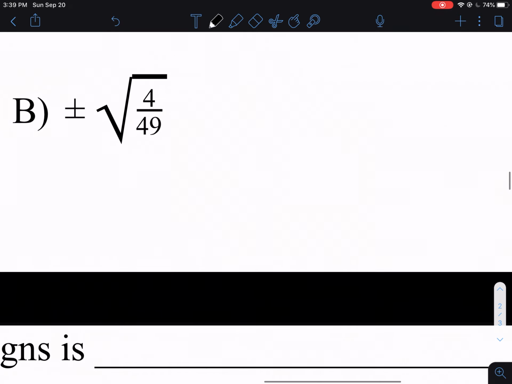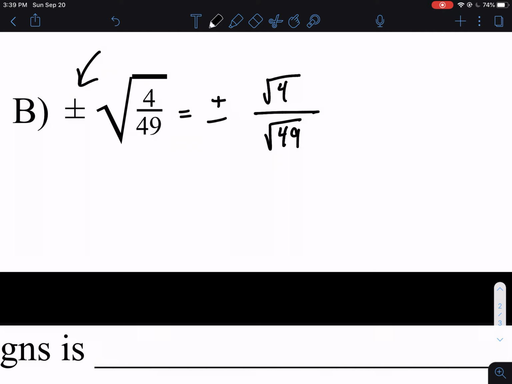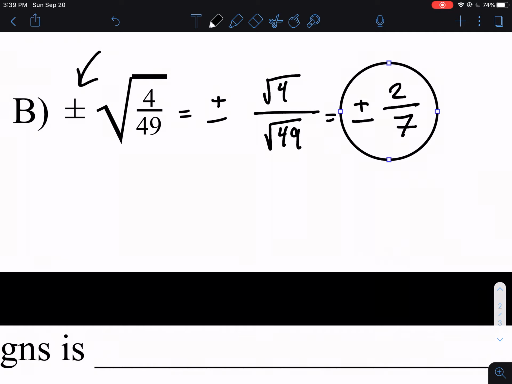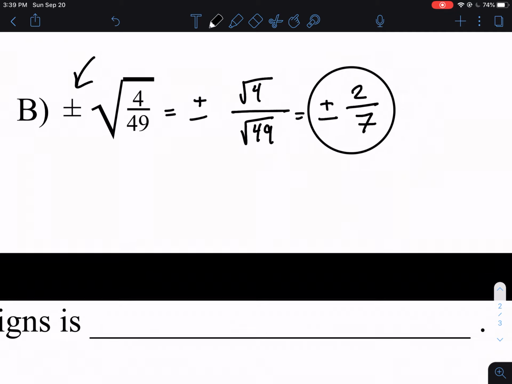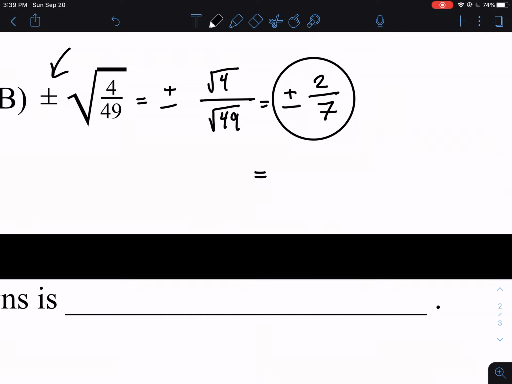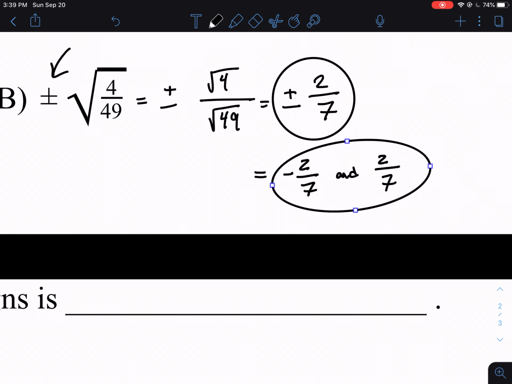And then here, plus or minus, this means both plus and minus. So we say it's plus or minus the square root of 4, which will be 2, over the square root of 49. So plus or minus 2/7. You can totally leave your answer like that. I like to do it because it saves me some time. If you would rather say that's negative 2/7 and 2/7, and you want to split them up like that, that's totally fine as well. They mean the same thing.